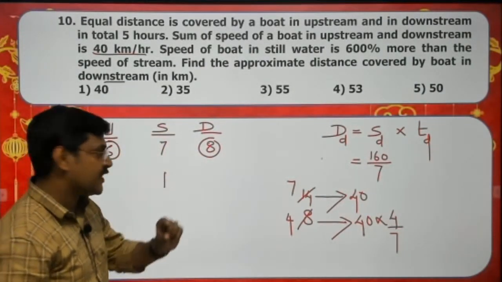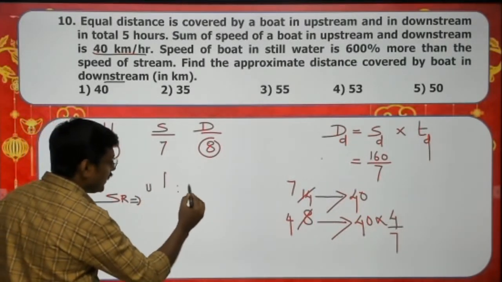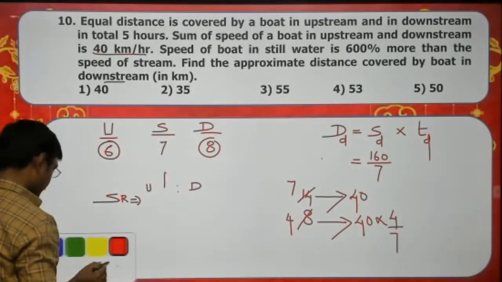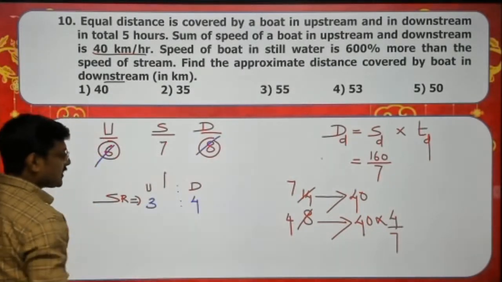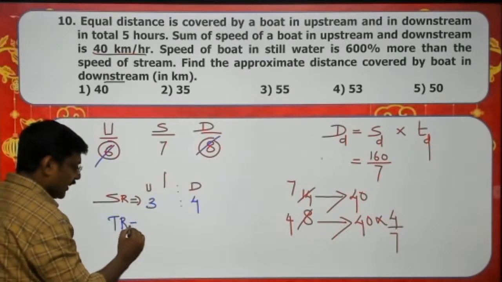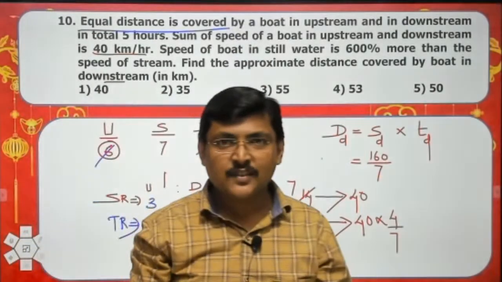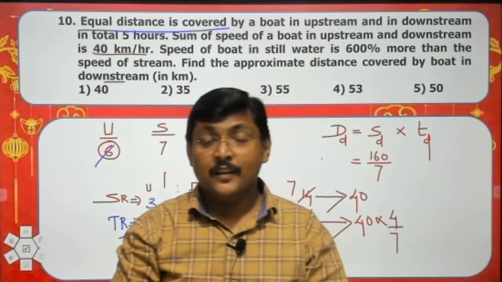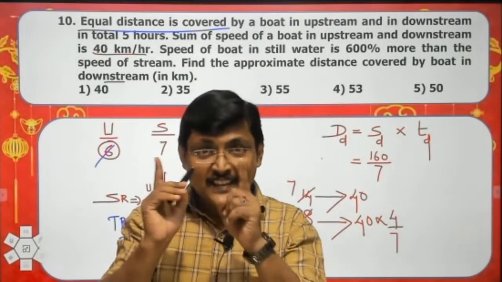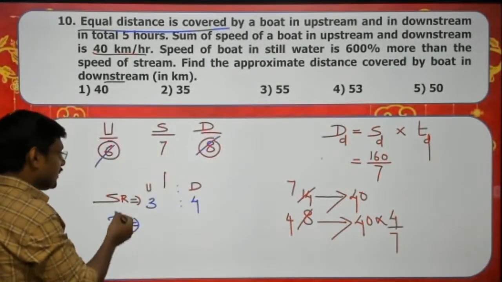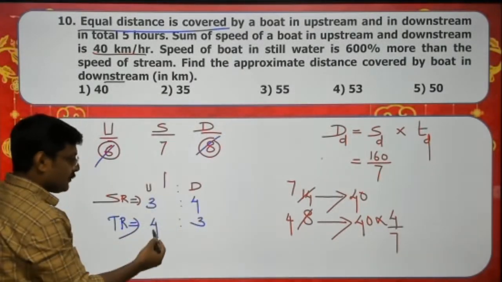Next we need to find the downstream time. From this we know that the speed ratio of upstream to downstream, on cancelling, yes, is 3 is to 4. If that's the speed ratio, then we can easily say the time ratio. The reason why is clearly given that equal distance is covered. So distance is constant. If distance is constant, we can find the speed ratio and time ratio. When we deal with 3 terms, one should be constant to deal with the other 2 terms, right? Since here the distance is constant, I am dealing with speed and time. So if the speed ratio is 3 is to 4, then the time ratio is 4 is to 3, right? That means 4 plus 3.